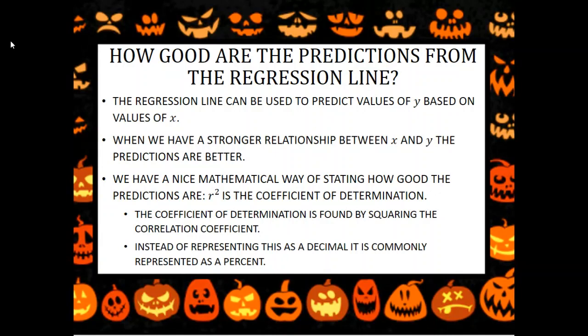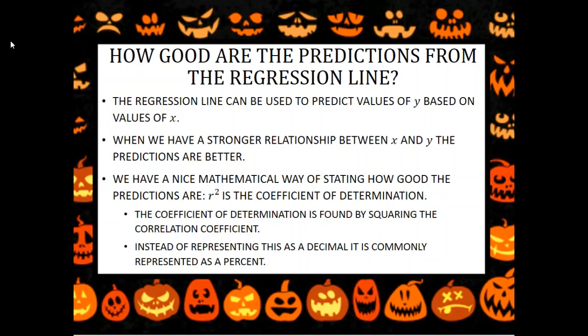And instead of presenting it as a decimal, it's usually presented as a percent. So remember, R is always between -1 and 1. You square it, now it's between 0 and 1. That sounds like a probability, doesn't it? Between 0 and 1. So if your R squared is 0.78, then you would say it explains 78% of the difference. So this tells you how good your line is at predicting Y values from X values. Again, we always square it, and then we state it as a percent.